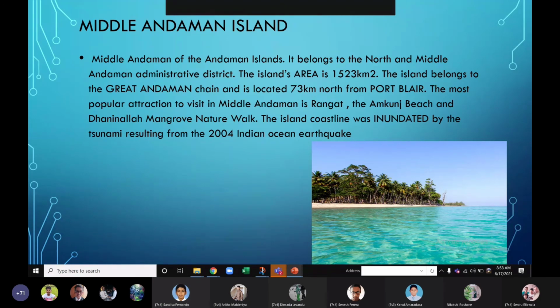The most popular attractions to visit in Middle Andaman are Rangat, Amkunj Beach and Danalla Mangrove Nature Walk. The island coastline was inundated by the tsunami resulting from the 2004 Indian Ocean earthquake. So the present population of Middle Andaman Island is 28,767.